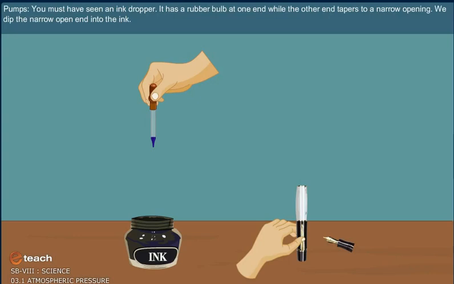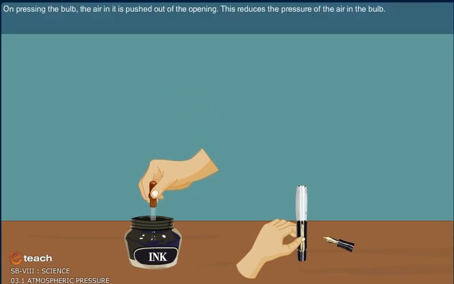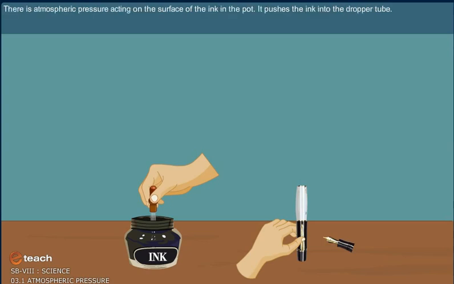Pumps. You must have seen an ink dropper. It has a rubber bulb at one end, while the other end tapers to a narrow opening. We dip the narrow open end into the ink. On pressing the bulb, the air in it is pushed out of the opening. This reduces the pressure of the air in the bulb. There is atmospheric pressure acting on the surface of the ink in the pot. It pushes the ink into the dropper tube.